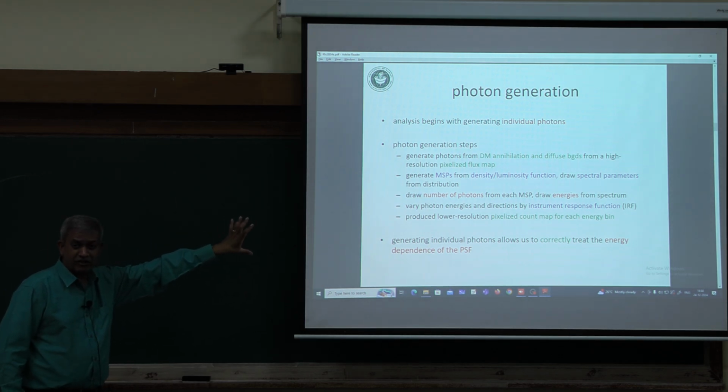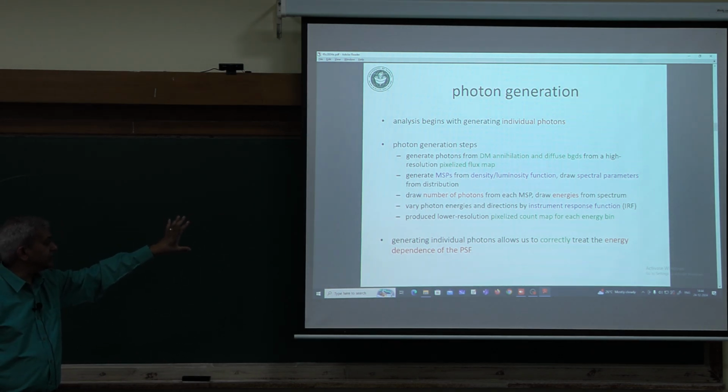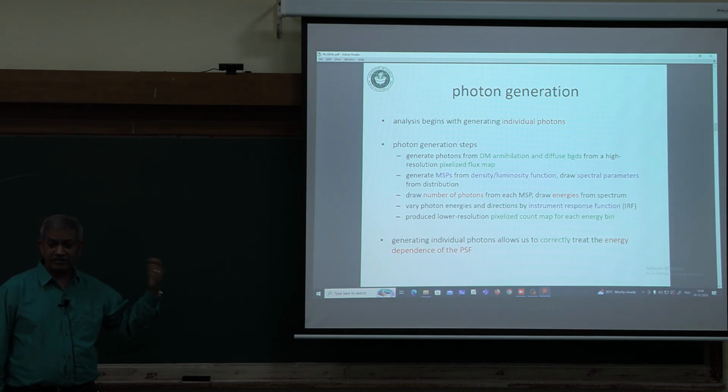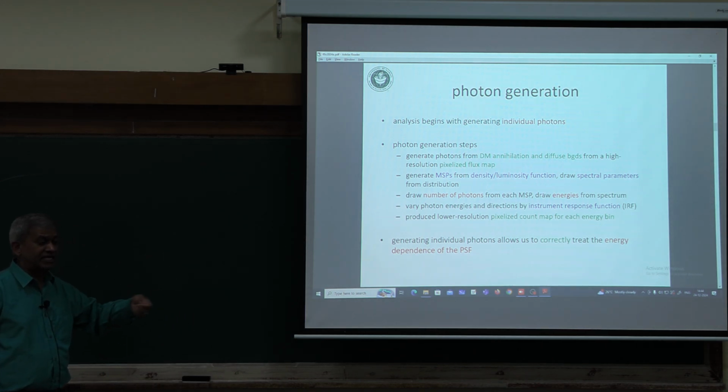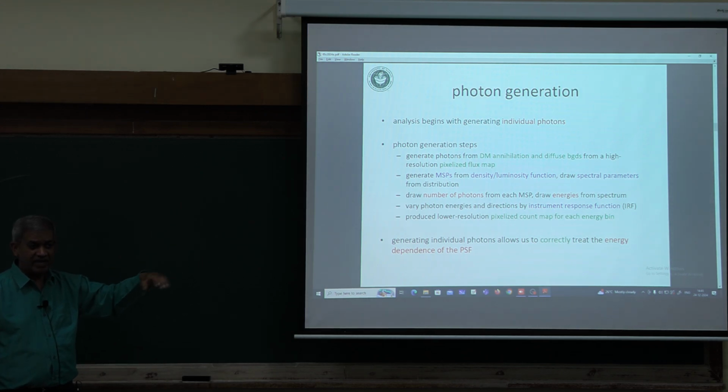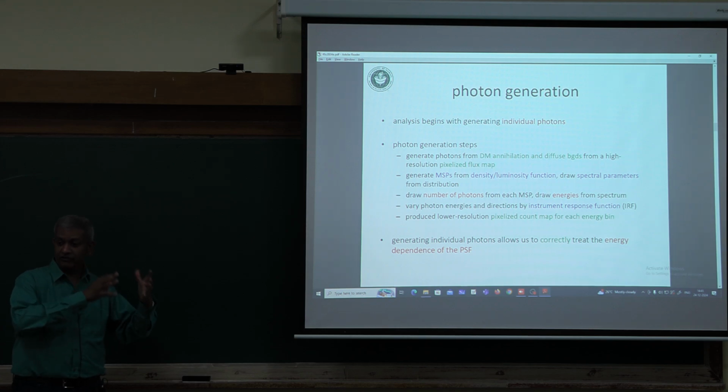But for the non-Poisson distributed photon sources, like those coming from millisecond pulsars, we start by generating the pulsars themselves. So you draw your millisecond pulsars from some density and luminosity function. So each pulsar has a luminosity. You draw its spectral parameters from some distribution. And then for each millisecond pulsar, given its luminosity, you draw the number of photons you've observed. Each of those photons, you assign it an energy from the spectrum of that individual pulsar. And then what you're left with is just a big list of photons with true energies and true directions.